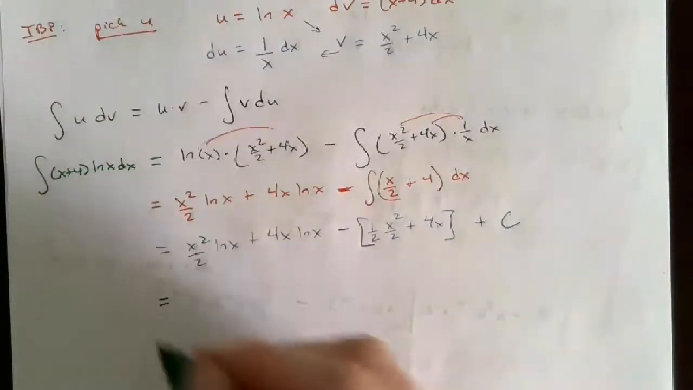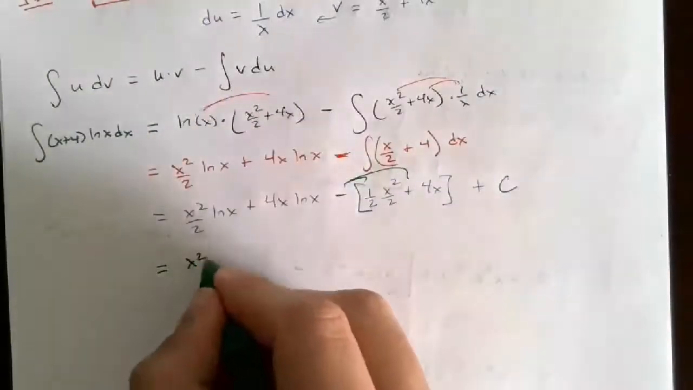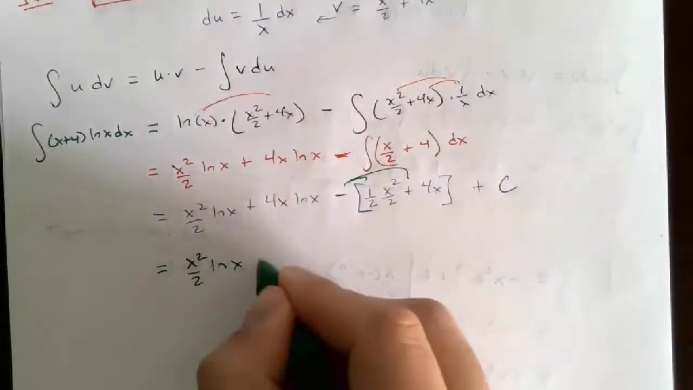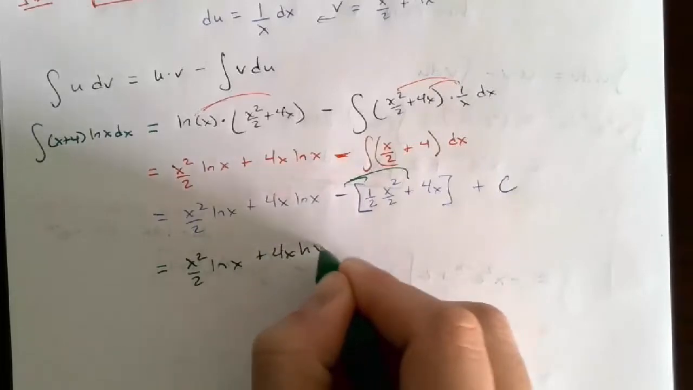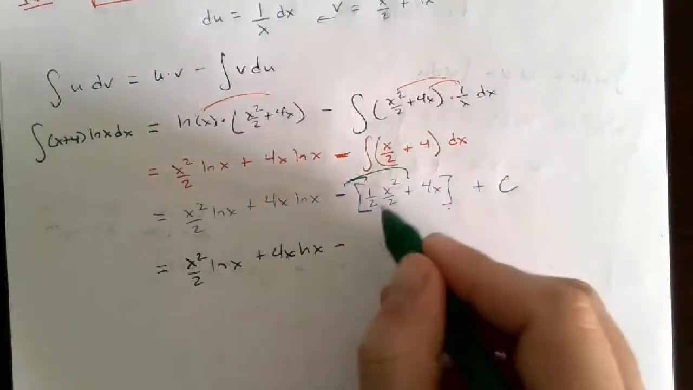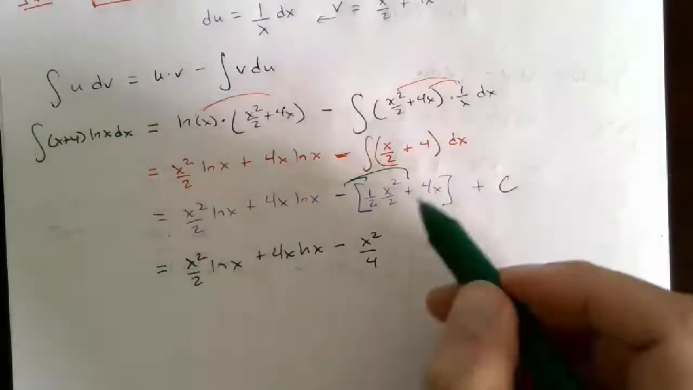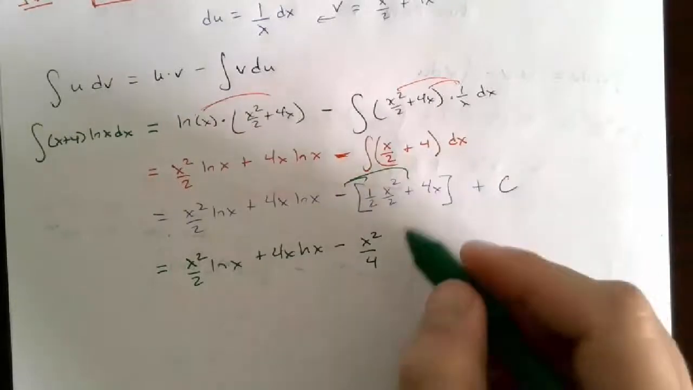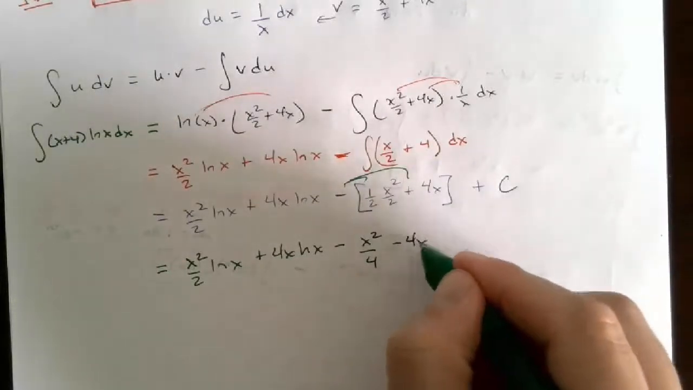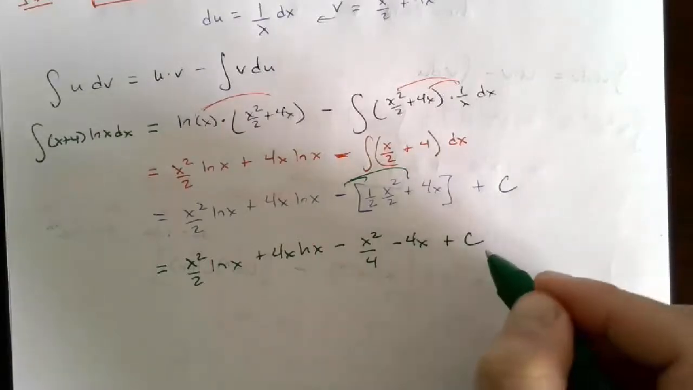And then simplifying this, distributing this negative through, we have x squared over 2 natural log of x plus 4x natural log of x minus, so a negative times a positive makes this a negative 1/2 times the x squared over 2 is x squared over 4. And then you've got a negative times a positive makes this a negative 4x. And then we've got plus c.